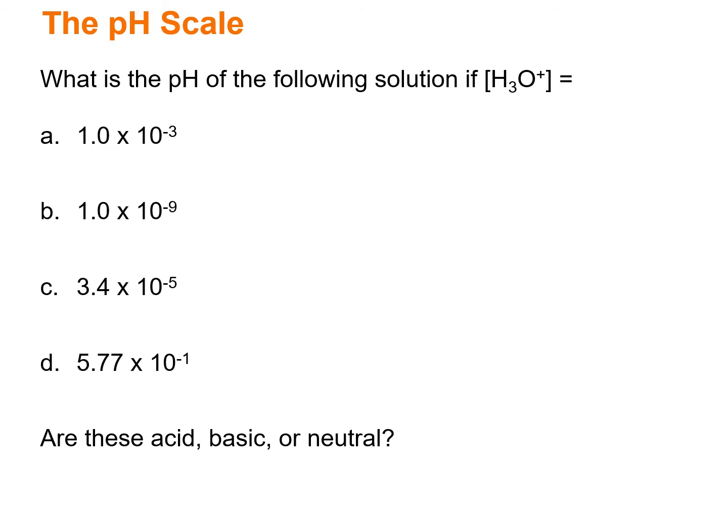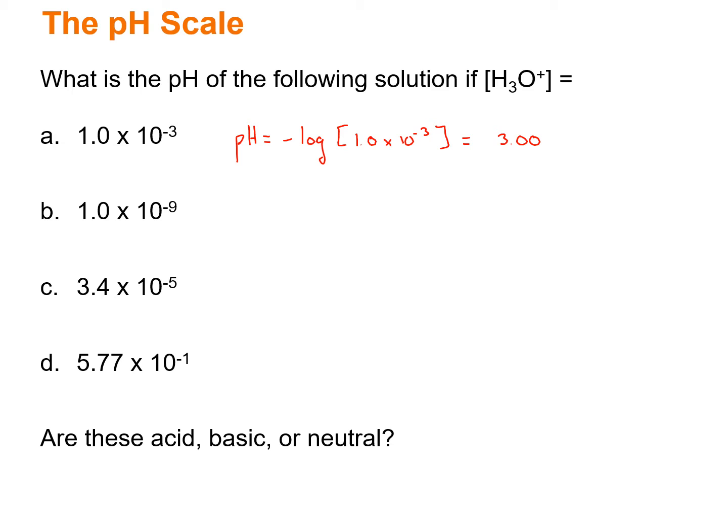So let's see if we can determine the pH of several different solutions. I want to determine the pH of a solution that is 10 to the minus 3 in the hydronium ion. So I just use the formula that we came up with last time and plug in minus log of 10 to the minus 3, and what we end up with is an answer of 3.